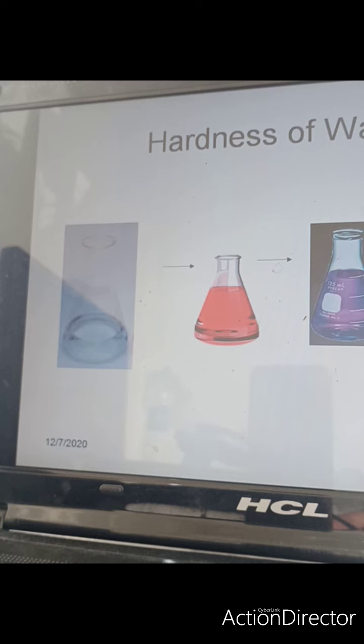due to which it will give you a red color. Since we are doing the experiment of hardness of water, as we know, hardness of water is basically due to the divalent ions, that is calcium and magnesium ions. So in this case, calcium and magnesium ions will form a complex with the EBT, giving you calcium EBT complex and magnesium EBT complex.